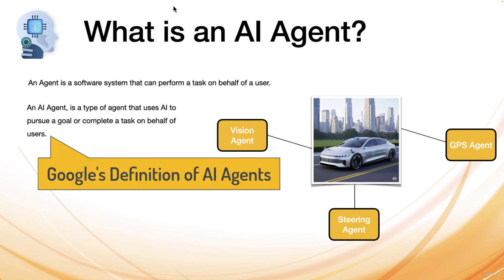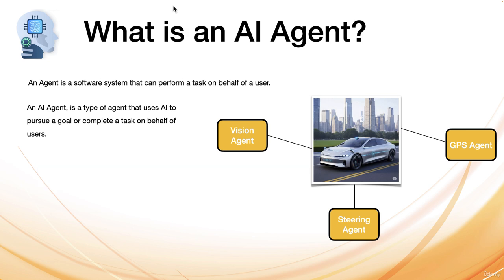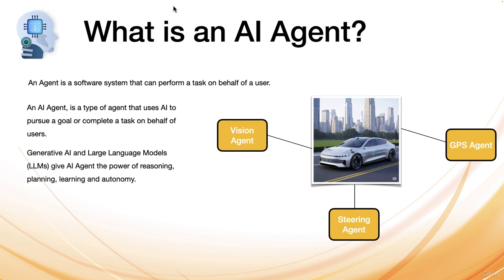Now, an AI agent is a type of agent that uses AI, generally a generative AI or a large language model, to pursue a goal or complete a task on behalf of a user. In general, an AI agent is a smart type of agent that uses AI to do the job. The generative AI and large language models, or LLMs, that are used in AI agents give the AI agents the power of reasoning, planning, learning, and autonomy. It just takes the agents to a next level.